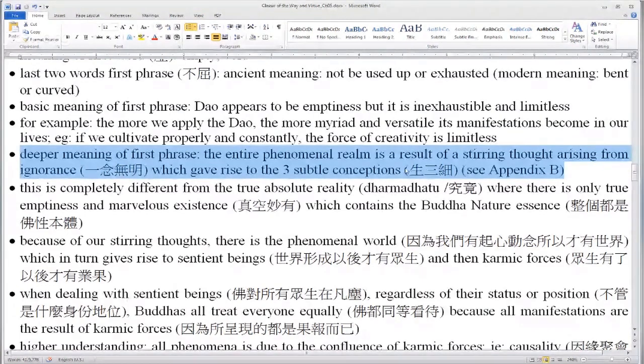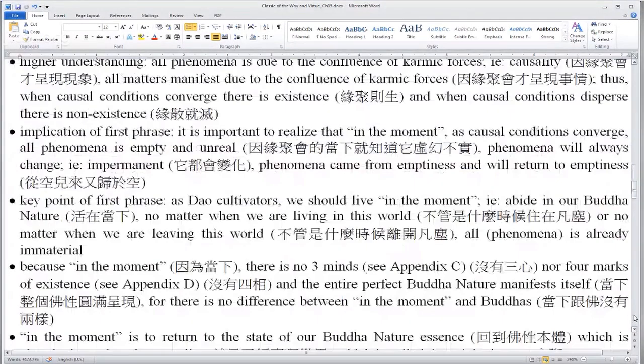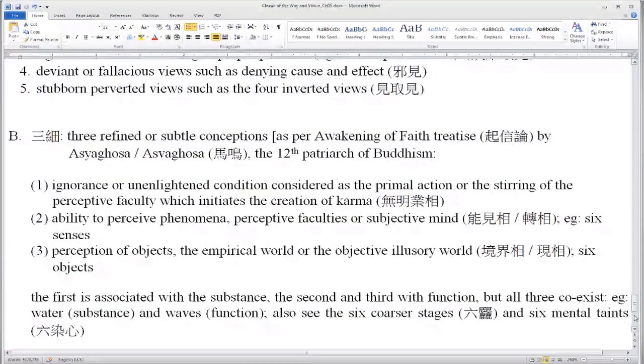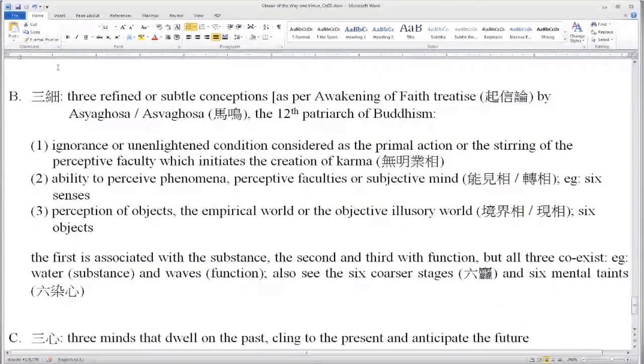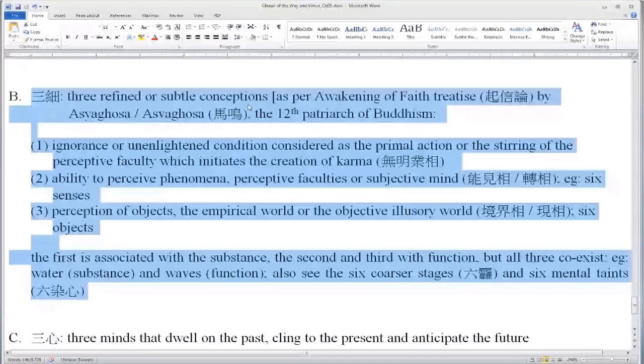Now, this is before any phenomena. You can say we're still in the absolute state, or maybe an intermediate state. This is prior to any phenomena at the moment. So what are the three subtle conceptions? You can look it up here. Three subtle conceptions, 三细. It's very abstract, but anyway, it doesn't matter.